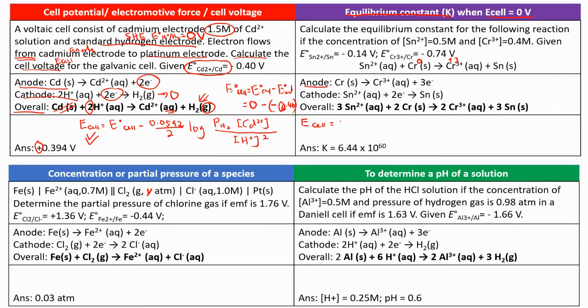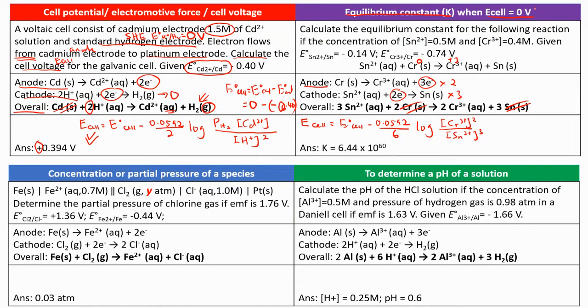E cell equals the Nernst equation, E naught cell minus 0.0592. How many electrons do we need? Here we have 3, here we have 2. So that means we will need to multiply by 2, here multiply by 3. So we will get 6 electrons. Product solid. So we just need Cr 3 positive squared and Sn 2 positive to the power of 3.